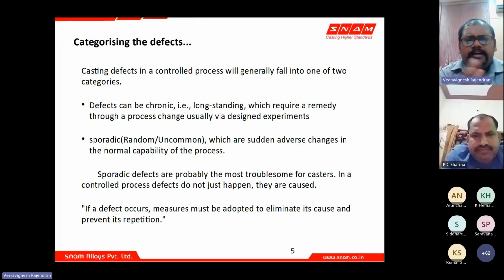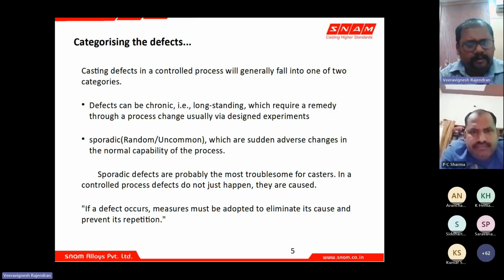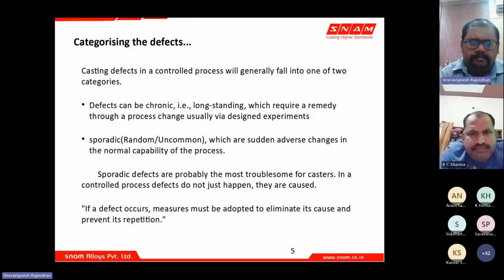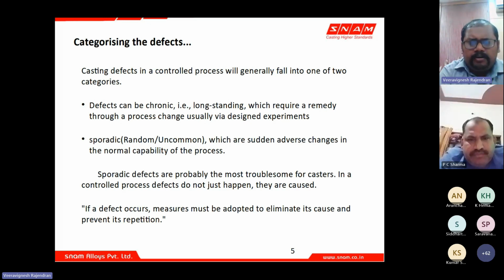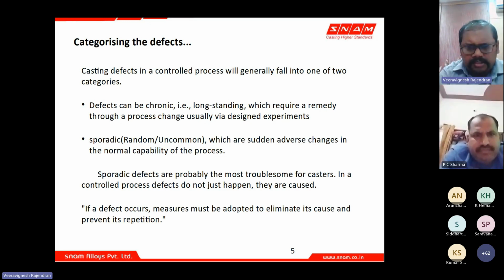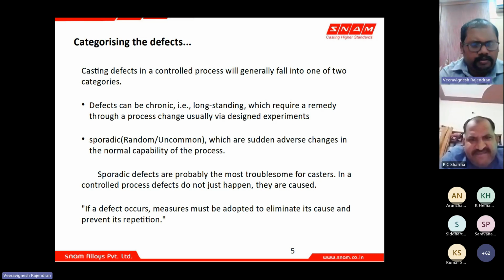So we can make a major classification between the defects. I'm not going to talk about sand defect, mold defect, metal defect. No, any defect which is coming up will be categorized as a chronic defect, that means which is long-standing, which keeps coming every time, or a seasonal defect. It is prevalent for quite an amount of time. But the other defect is random or uncommon.